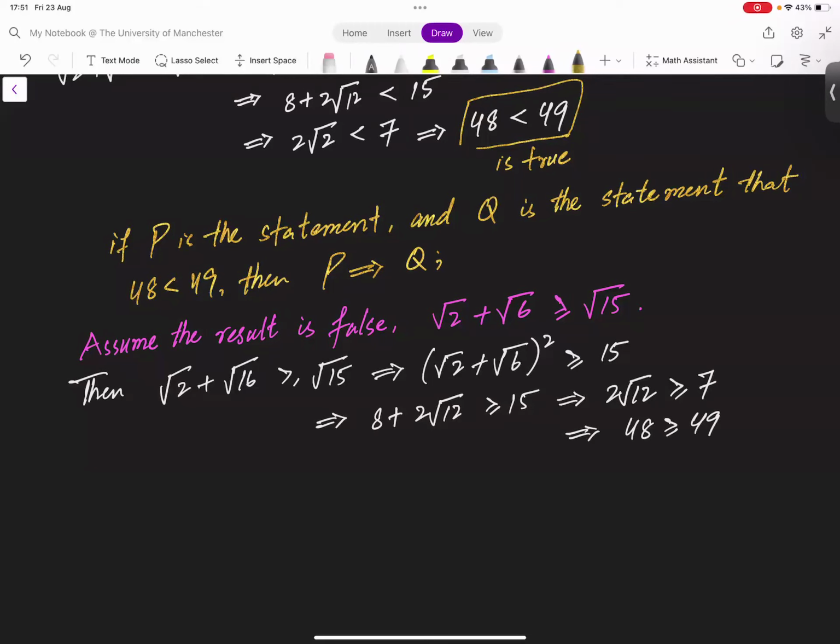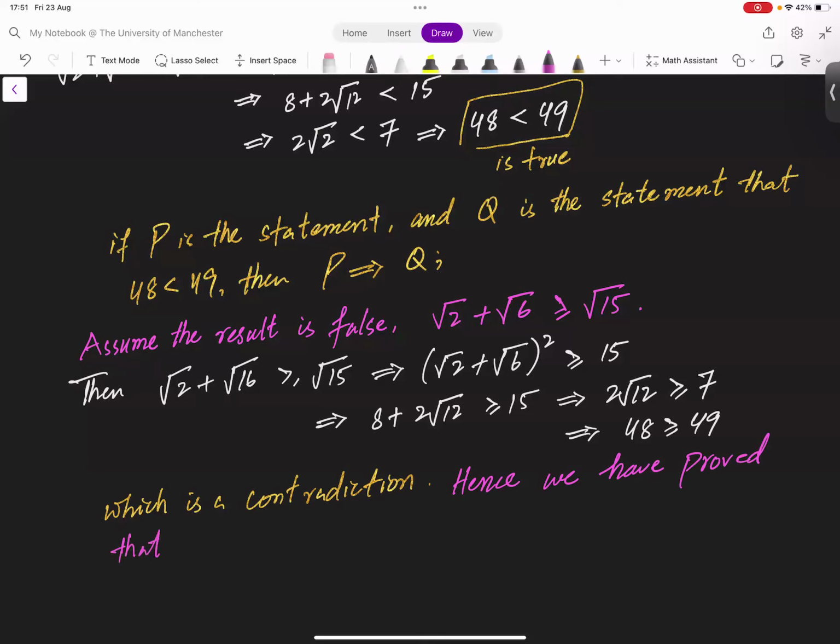So this is a contradiction. Hence, we have proved that the statement square root of 2 plus square root of 6 is less than square root of 15.